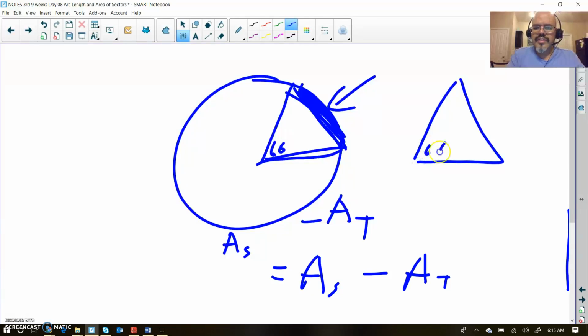Because remember, that's 60 degrees. These two sides are the same, so that means that these two angles have to be the same, which is 60 and 60. Draw that line. You're going to need the base times the height, and so you can try to figure out from there, guys. This is enough clues about this problem.